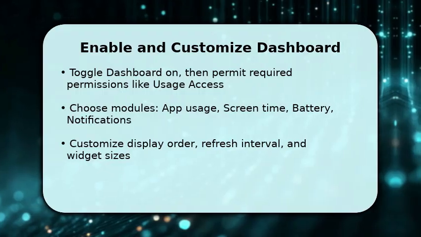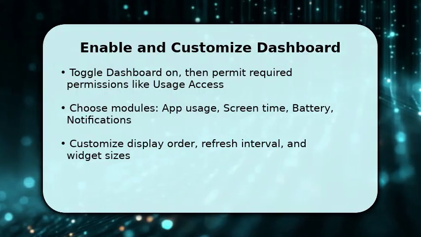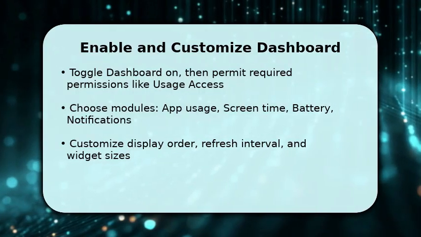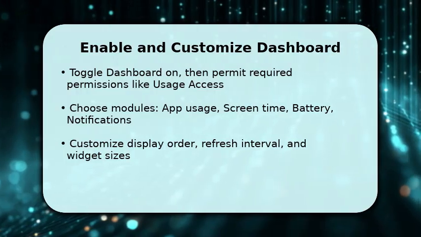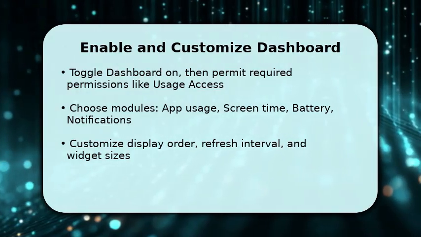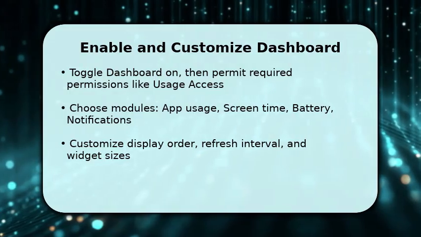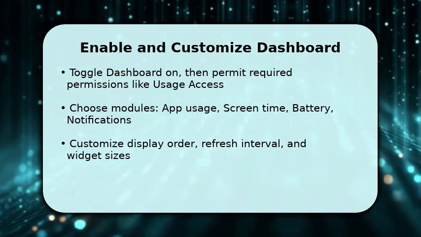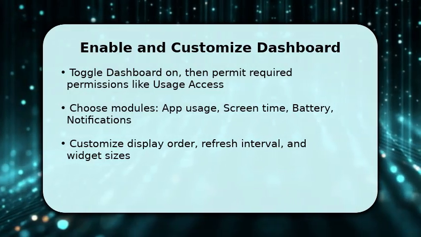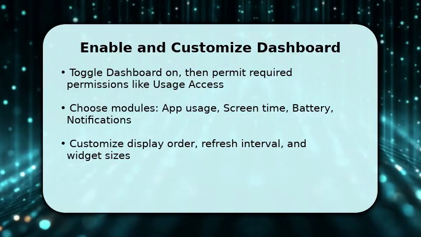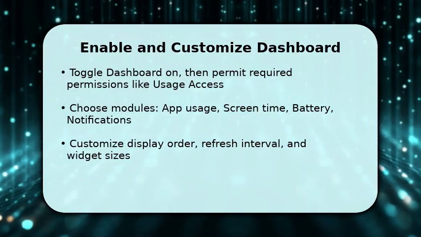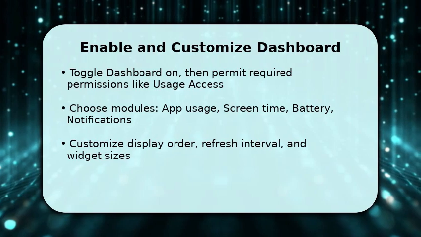Those allow real-time metrics. Next, choose the modules you want visible, for example, app usage, screen time, battery, and notifications, and adjust their order so the most important items sit at the top. Make sure to set refresh interval and widget sizes to balance accuracy and battery use. This step controls how data appears and how frequently it updates.